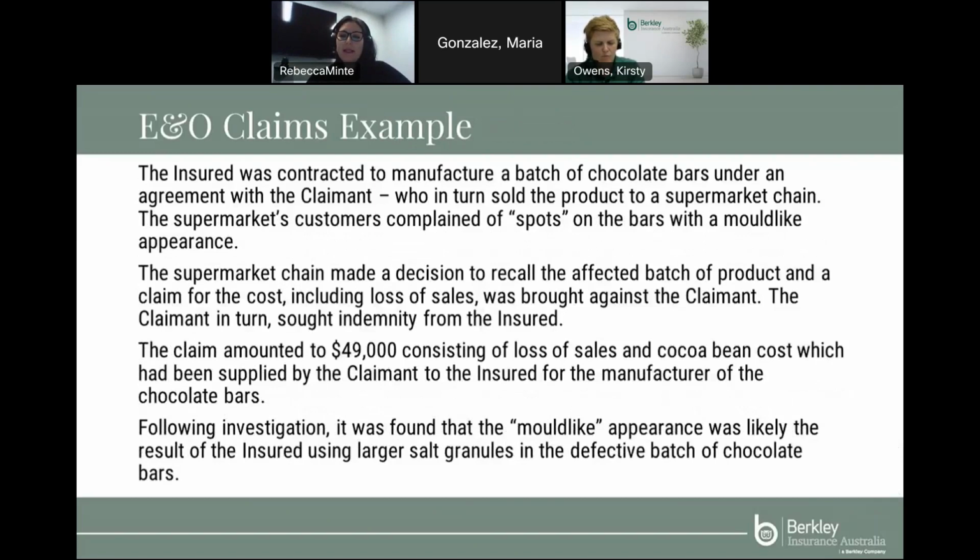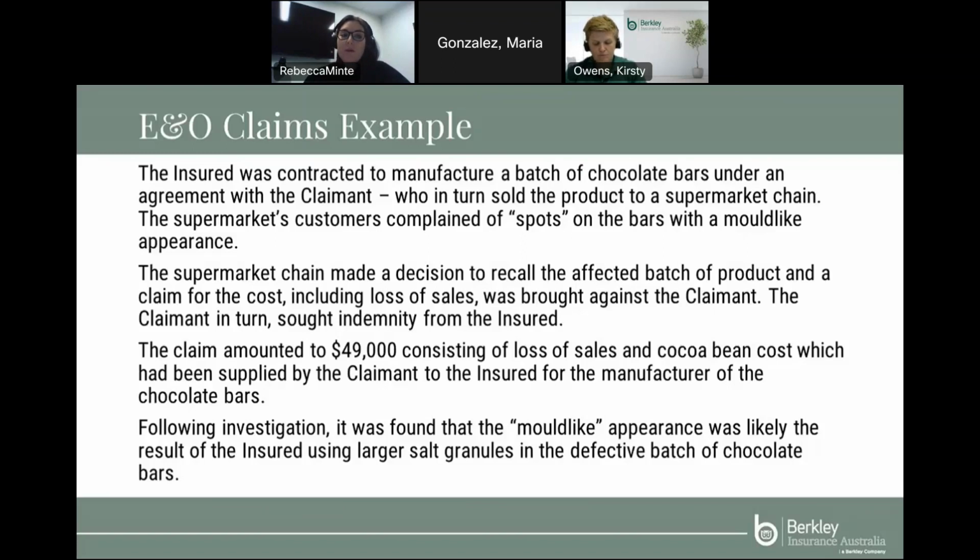Okay, so for the final claim example, this one was a Berkeley E&O manufacturer's E&O claim. The insured was contracted to manufacture a batch of chocolate bars under an agreement with the claimant, who in turn sold the product to a supermarket chain. The supermarket's customers complained of spots on the bars with a mold-like appearance. The supermarket chain made a decision to recall the affected batch of product, and a claim for the cost, including loss of sales, was brought against the claimant. The claimant, in turn, sought indemnity from the insured.